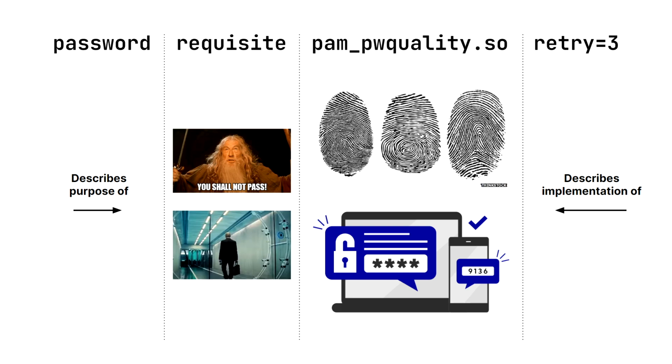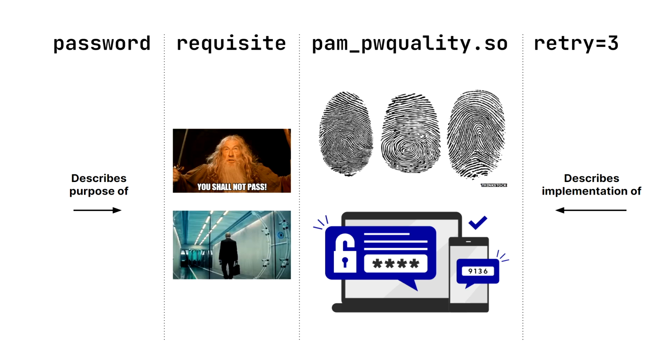Now, finally, let's talk about the password field just briefly. The password sort of describes the purpose of the entire line. Like I said, in this case, it would be to do some action on a user's changed password and, in this case, check the quality of it. Now, finally, the last column describes the implementation of the module. In this case, retry=3 refers to the number of times that a user could enter a password without the program failing. Meaning, if the module rejects a password, then the user has 3 more chances to come up with a better one before it just fails out of the program completely.